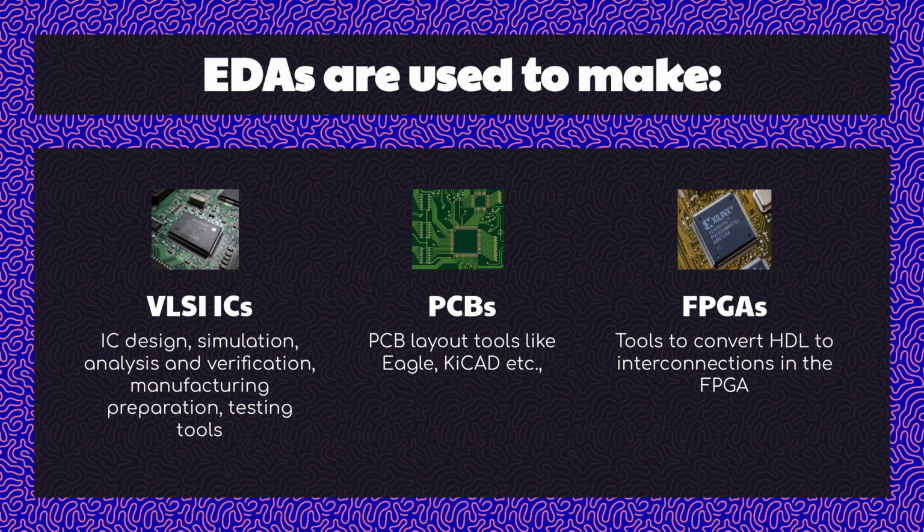For instance, in VLSI integrated circuits, designing an IC, simulating it, verifying it, the manufacturing tools that are used in the factories, and the testing tools that are used after manufacturing the ICs, all come under EDA. In FPGAs, for example, the EDA tools are mainly used to convert the HDL circuit description that we give into all the interconnections that are made in the FPGA.